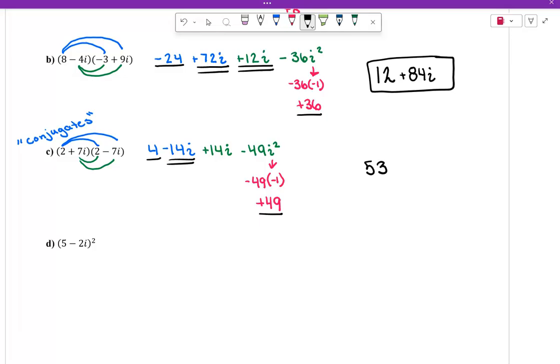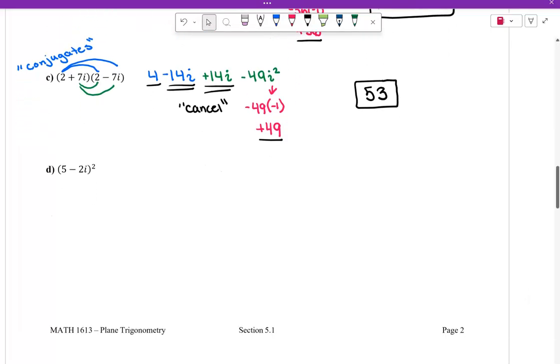For negative 14i plus 14i, notice what happens. They cancel. And that is what a conjugate allows us to do. So our answer is just 53. And notice we have no i's because remember, no i's in the denominator. Okay? D is just a reminder that when you have a squared, you have to write it twice.